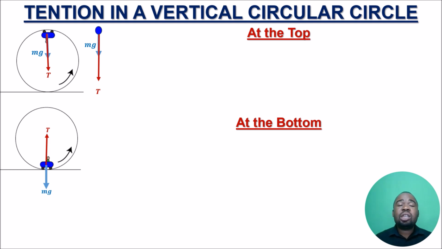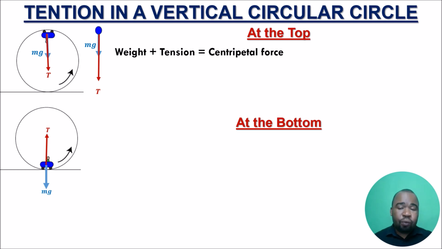By resolving these two vectors, weight is a force, a vector, tension is a force, a vector. Resolving them, since they are going in the same direction, we add them together. And since they are working together, they are providing for centripetal force. So we can safely say weight plus tension is equal to centripetal force.